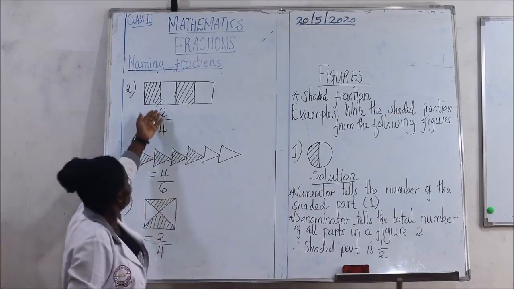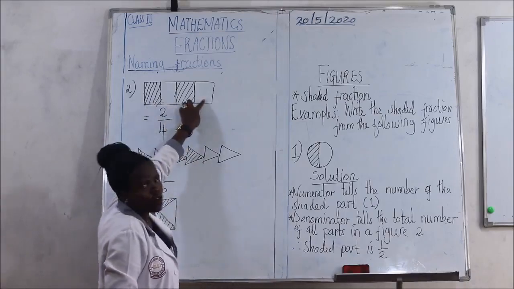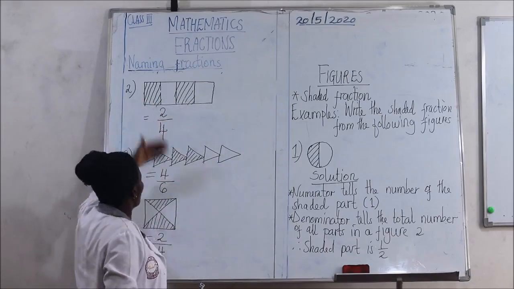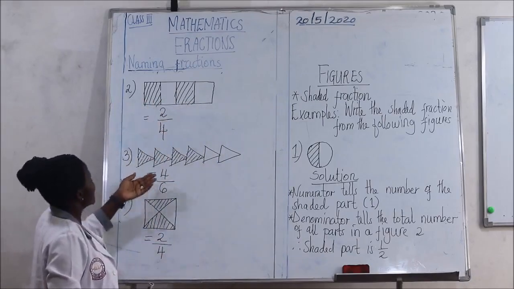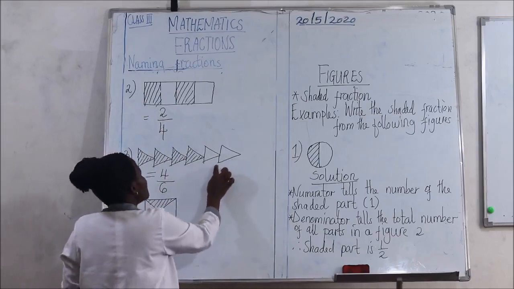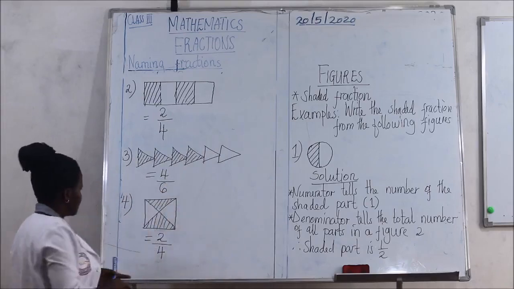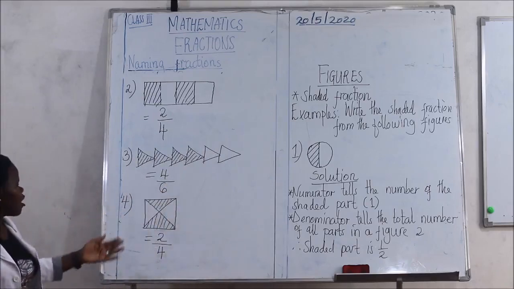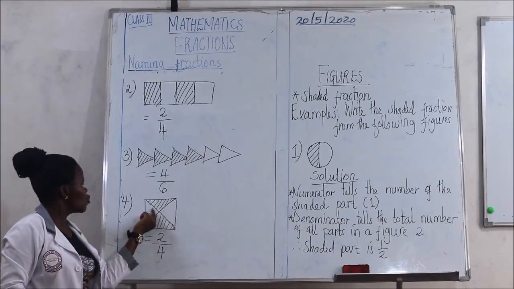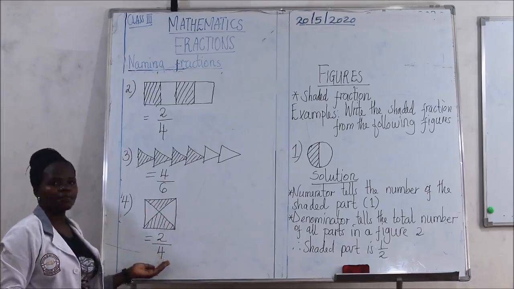And in this case here, for the unshaded part, you will count 1, 2. So the numerator will be 2, and the denominator will be the same 4. For this case, the unshaded part is just 1, 2. So the numerator will be 2 out of the total number, which is 6. And again, example number 4, the unshaded part: you count 1, 2, the numerator will be 2, and the denominator will be the same 4.